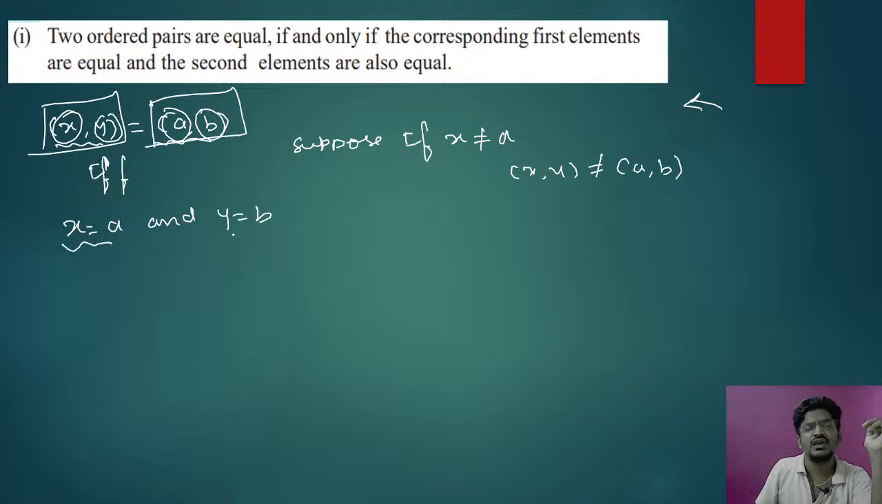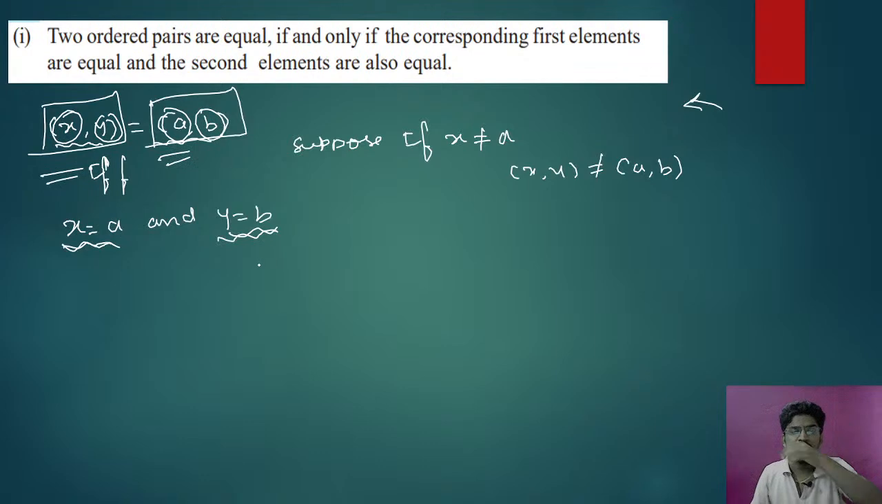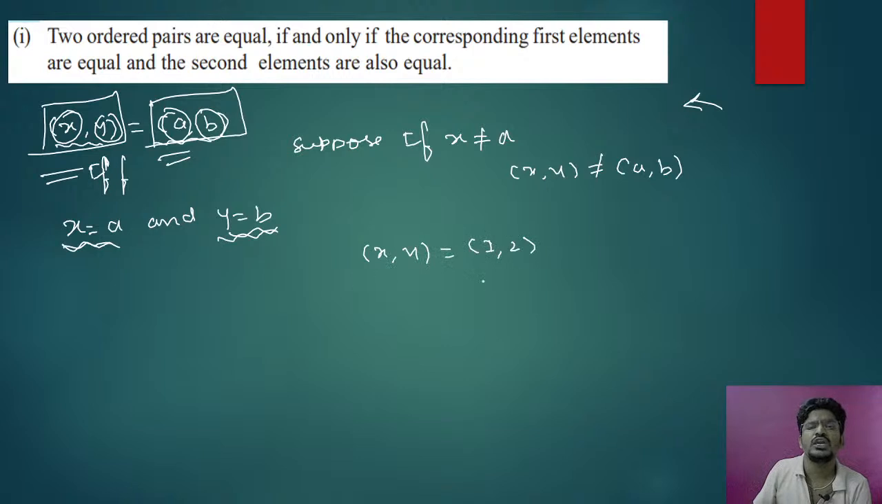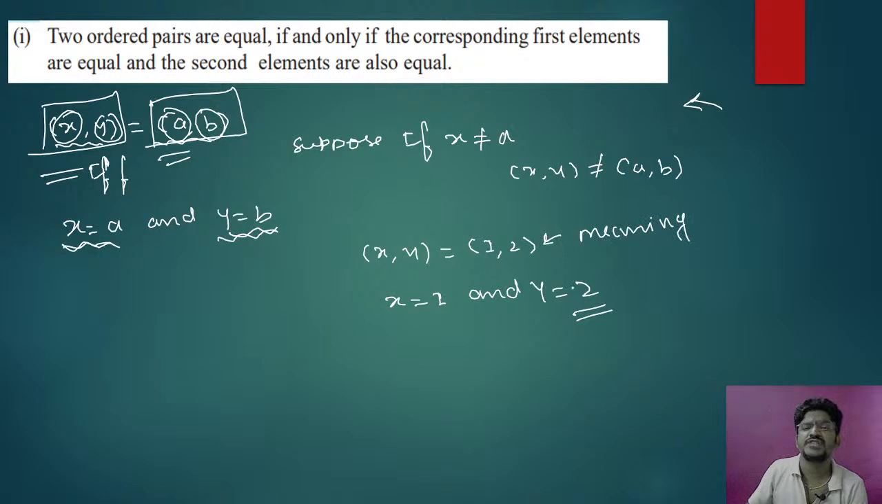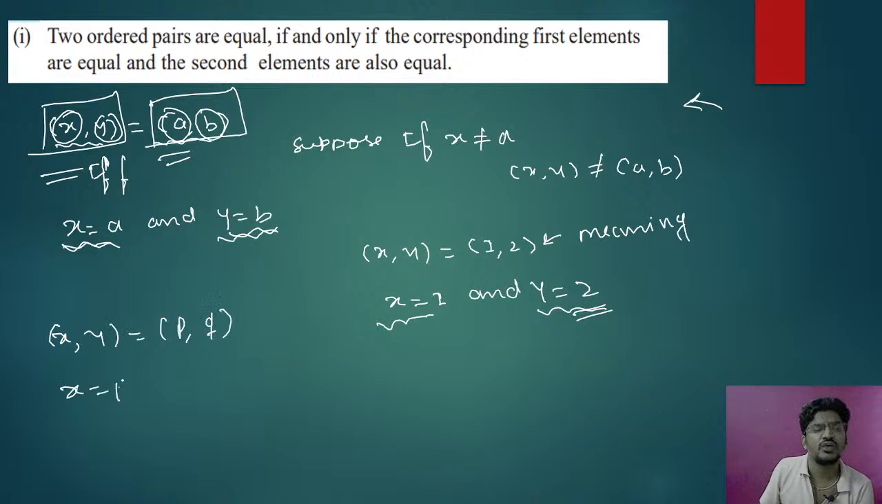So then only I say x equal to a and y equal to b, then these two ordered pairs are equal. Okay, so now if I write (x, y) equal to (1, 2), here the meaning is x is equal to 1 and y is equal to 2. So the meaning of this statement is x equal to 1 and y equal to 2. Okay, so if I write (x, y) is equal to (p, q), x is equal to p and y is equal to q.